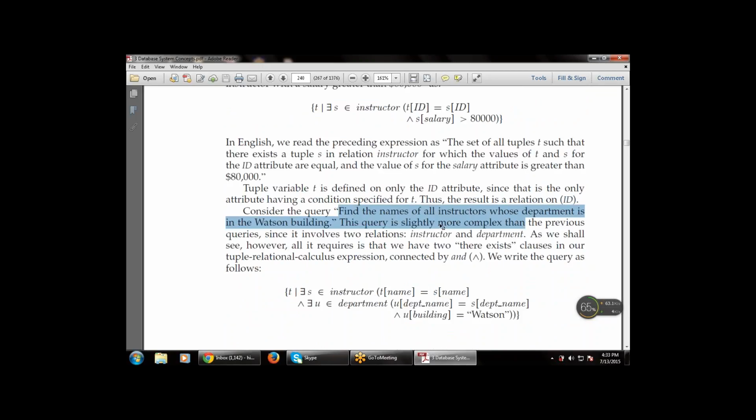Find the names of all instructors whose department is in the Watson building. This query is more complex than the previous one because it contains two relations, two tables, that is the instructor and the department. So there are two "there exists" clauses in our tuple relational calculus, connected by the and sign.